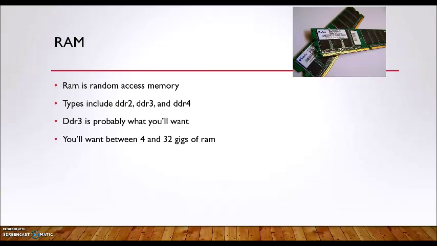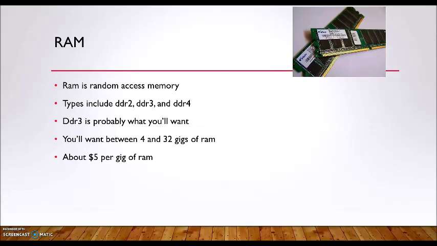Usually, depending on what you're planning on doing with your computer, you'll want between 4 and 32 gigs of RAM. You can have multiple sticks of RAM, depending on how many slots you have in your motherboard. So 32 gigs can be relatively easy to get to. You can have 4 8-gig sticks of RAM, but 32 gigs is kind of a huge amount. You're probably not going to need any more than 8.